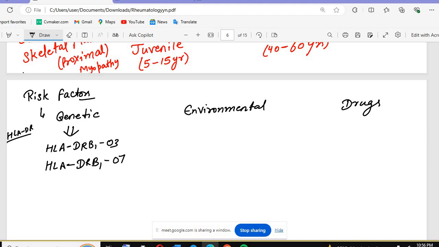Okay, that you can remember. If you don't want to remember the 03, no worries. Just remember dermatomyositis. So dermatomyositis, 7 minus 3 is equal to 4. The D comes in the 4 terms. Like anything, you have to just mug it up.